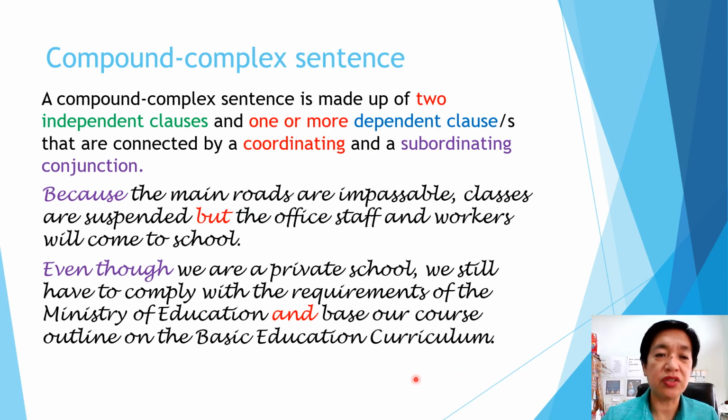And the last structure is what we call the compound-complex sentence. In other words, this is a combination of the two previous structures. Why? Because they are made up of two independent clauses and one or more dependent clauses, and these are connected by a coordinating and a subordinating conjunction in one long sentence, like these examples. Because the main roads are impassable, classes are suspended, but the office staff and workers will come to school.